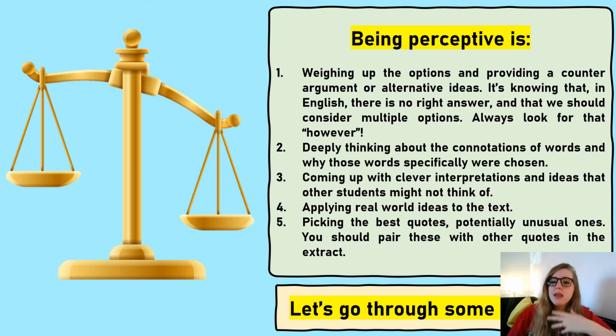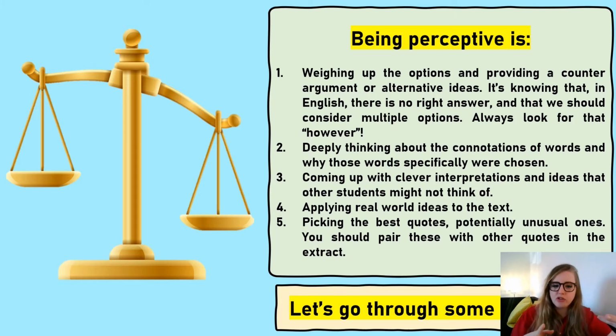Because for me, being perceptive is, number one, weighing up the options and providing a counter argument or alternative ideas. It's knowing that in English there is no right answer, that we should always consider multiple options. Always look for that however. Okay, it's not that there's this one set kind of opinion.